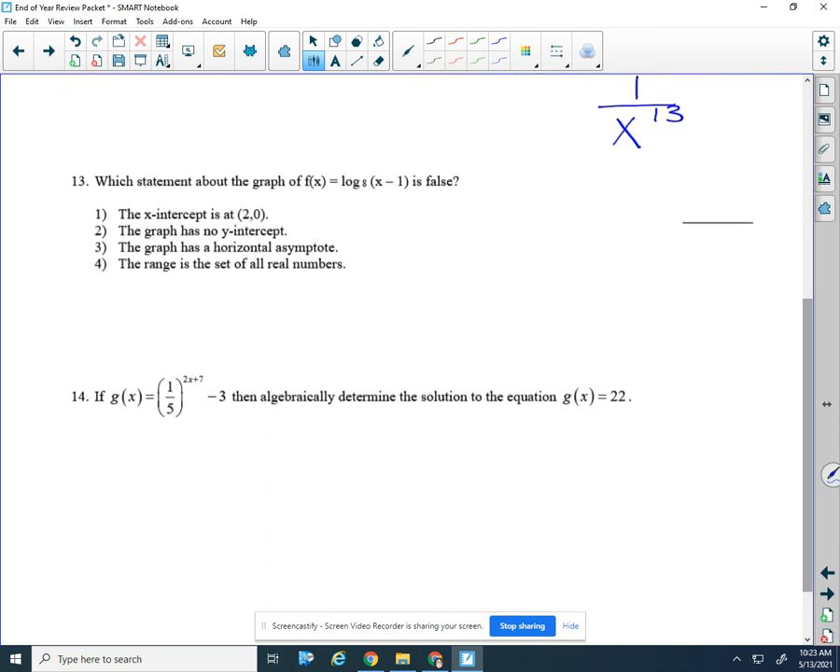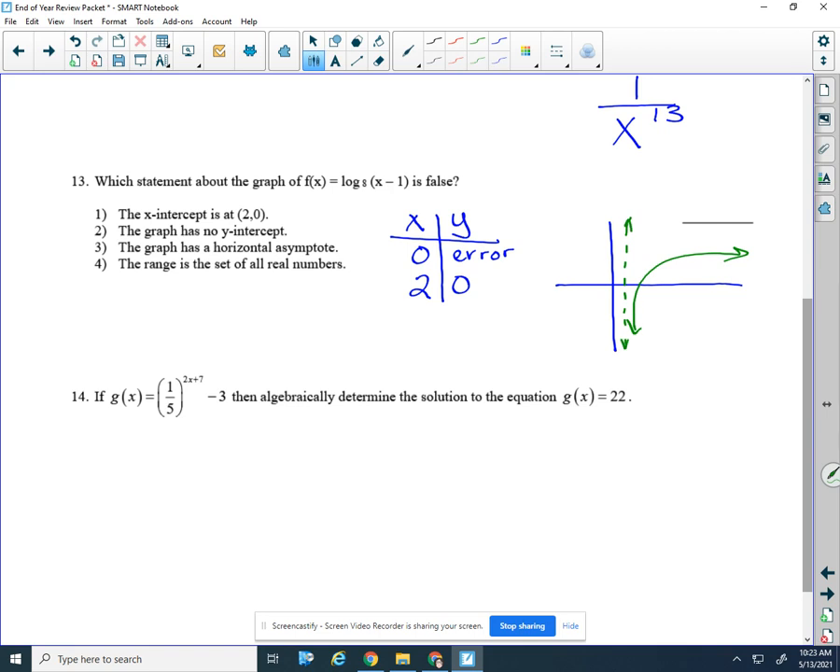Speaking of 13, question number 13, which statement about the graph of f of x equals log base 8 of x minus 1 is false. So what I did was I put this in the calculator. I looked at the table, and at 0, I get an error, and 2, 0. 1 was a decimal, so I didn't bother to write that. And then when I graphed, my logarithm graph looks like this, and there was an asymptote here.